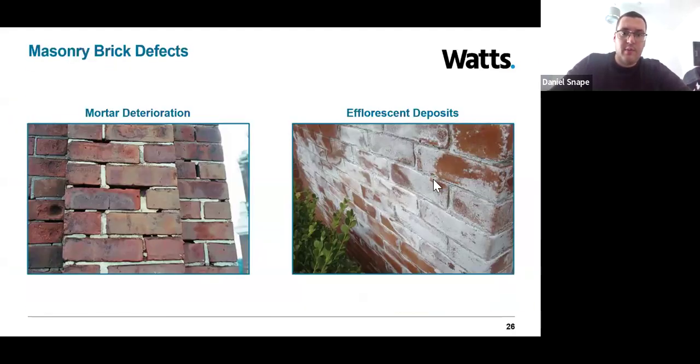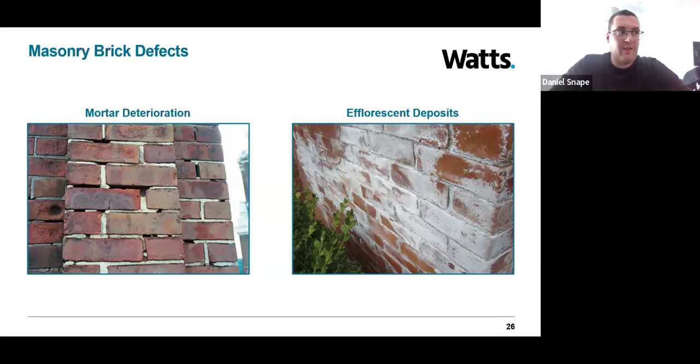Oh, sorry, let me just go back. Efflorescent deposits is another common defect. Brick efflorescence is really a white powdery or fluffy deposit of crystalline salts that forms on the brickwork, mortar, or other porous building materials.